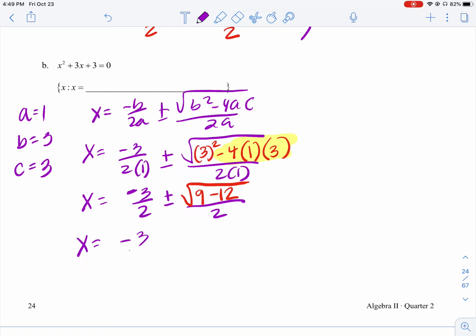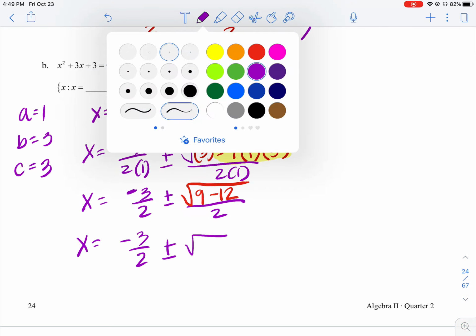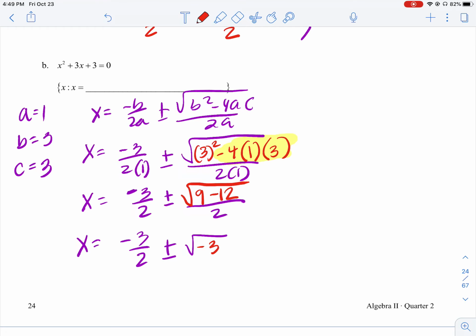X is equal to negative 3 over 2 plus and minus the square root of 9 minus 12, which is negative 3. And you need to make sure that you put negative 3 in there. Now here is our problem. If you put the square root of negative 3 in the calculator, we will get an error. Hopefully, you've already watched my video, Pure Imaginary Numbers, so you'll be able to relate what to do when the square root of a negative number comes in.